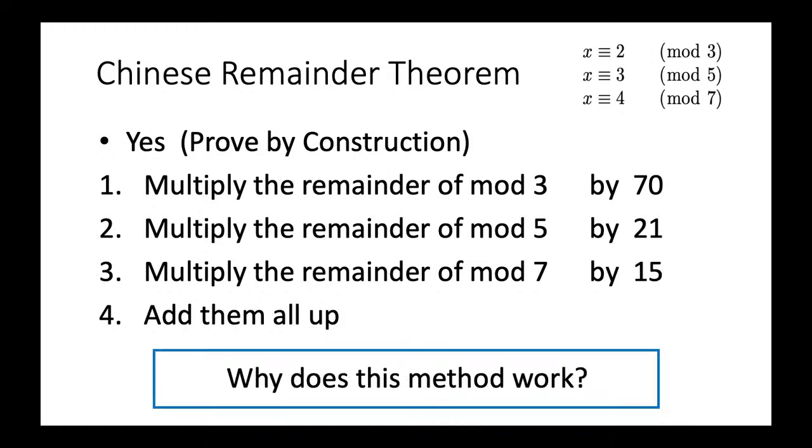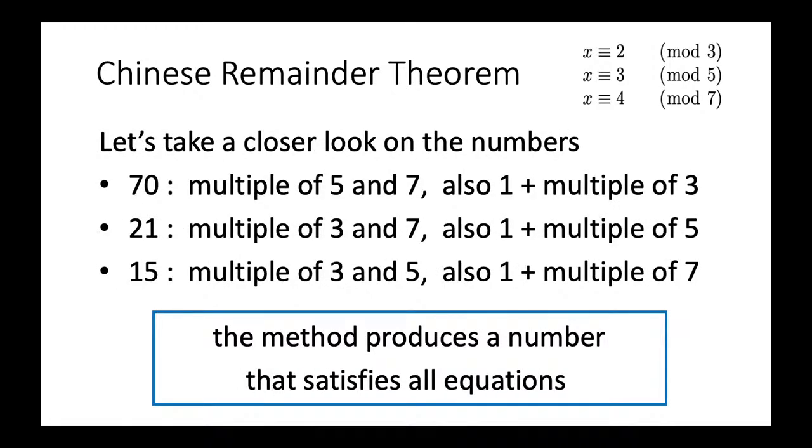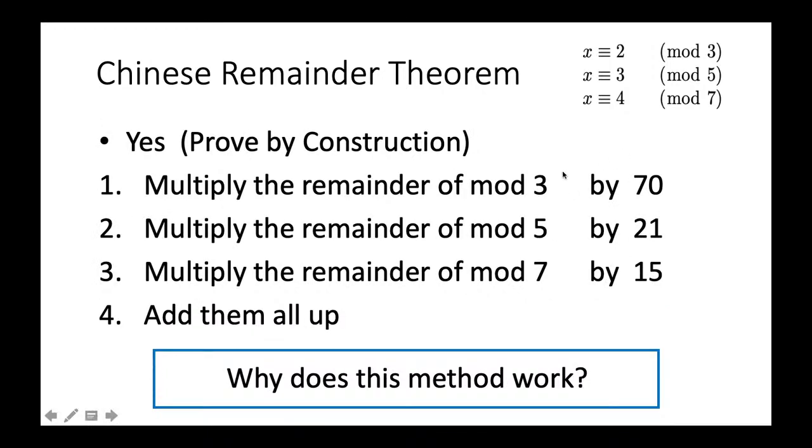But then you may wonder, why does this method work? In order to understand why this method works, let's take a look at the specific numbers that we are talking about. Remember, we are multiplying by 70 for the first remainder, multiplying by 21 for the second remainder, and multiplying by 15 for the third remainder. Let's take a look at these special numbers.